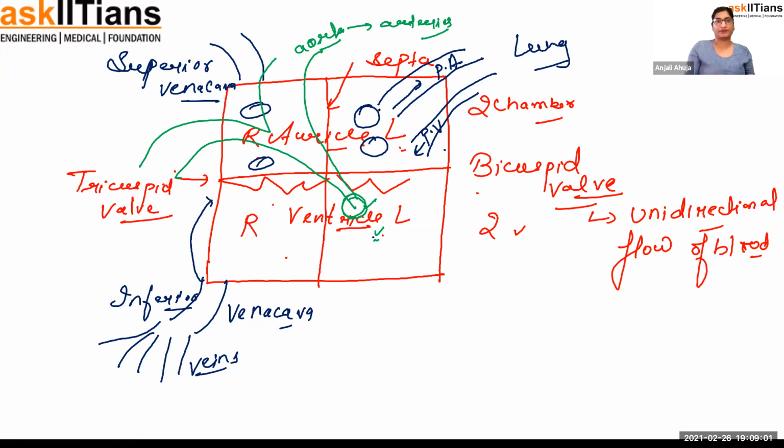Now, what happened? All the blood from the body, from the superior vena cava and inferior vena cava, comes into the right auricle. Then in the right auricle, blood pressure increases because a lot of blood is there. So this tricuspid valve will open, and all the blood comes into the right ventricle.